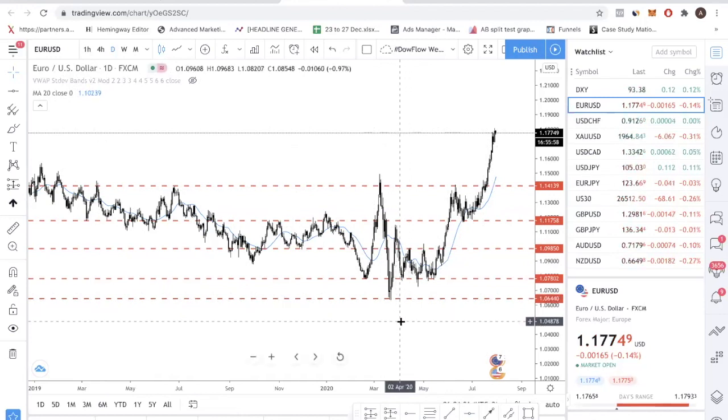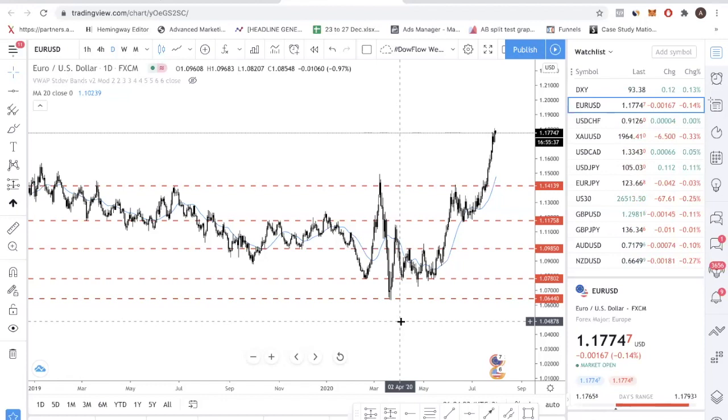It's very simple. Just take note that there are no perfect levels. I might draw it this way, but you might not draw it this way. That's fine. That's part and parcel of trading. Trading is partly science and partly art. So this is where the art aspect of trading comes in. But this is the process that you should be following every single time.